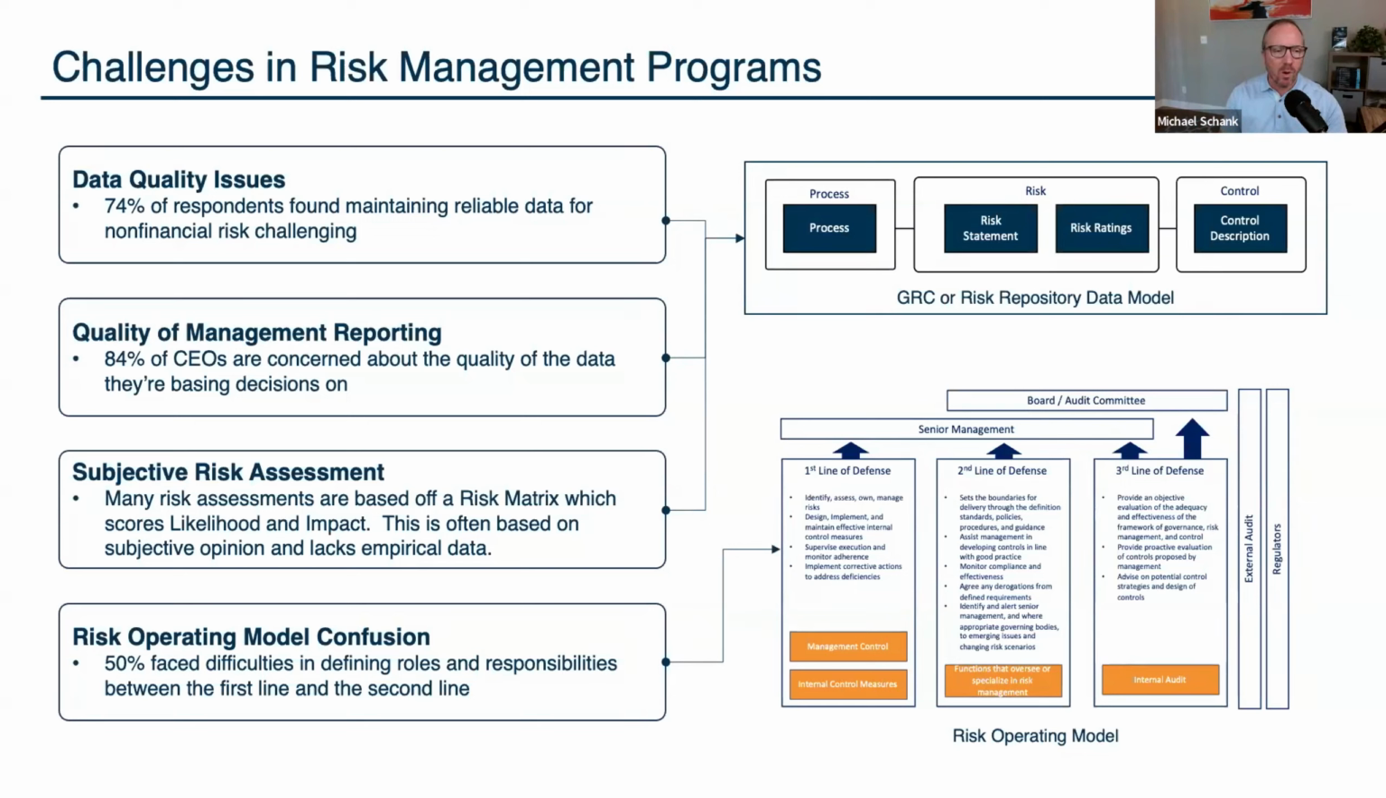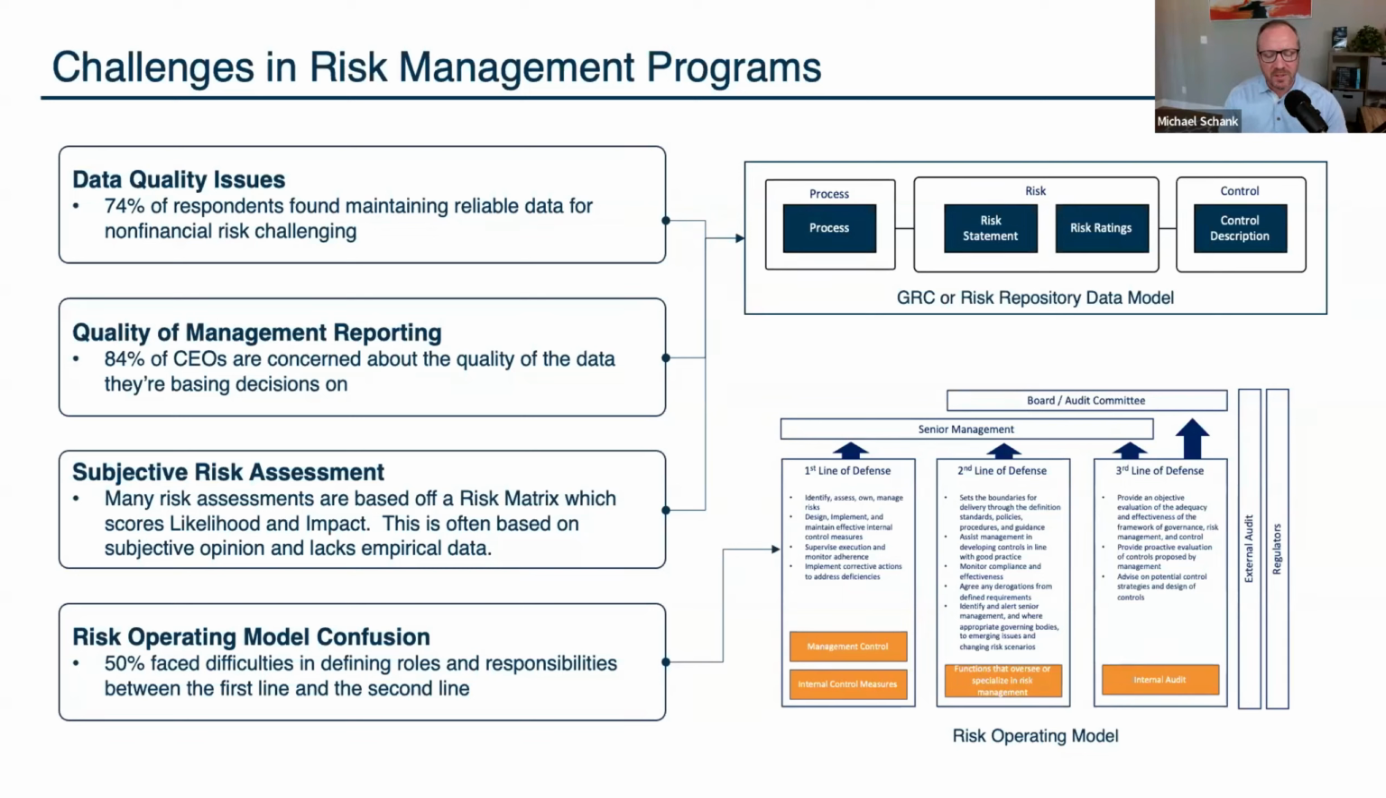But that leads to quality issues in management reporting. If you have bad risk data, obviously your leadership, the senior management, the board, they rely on this information to make decisions around products and expansion and transformation and everything that they're looking at. So if you have poor risk data and you roll it up, you're not giving them an accurate view of the organization. And I found this other survey that said 84% of CEOs are concerned about the quality of data they're basing their decisions on.